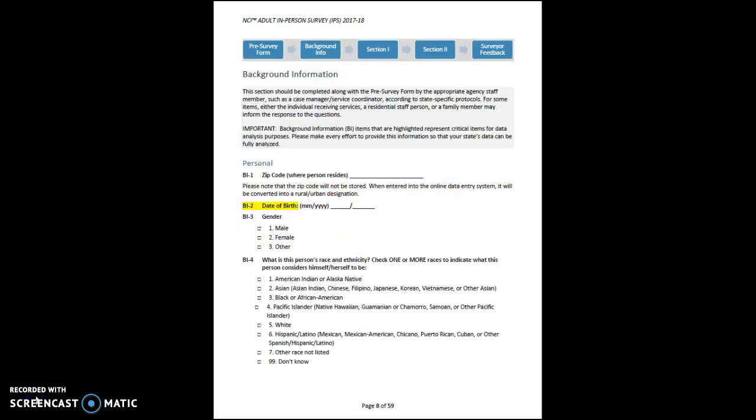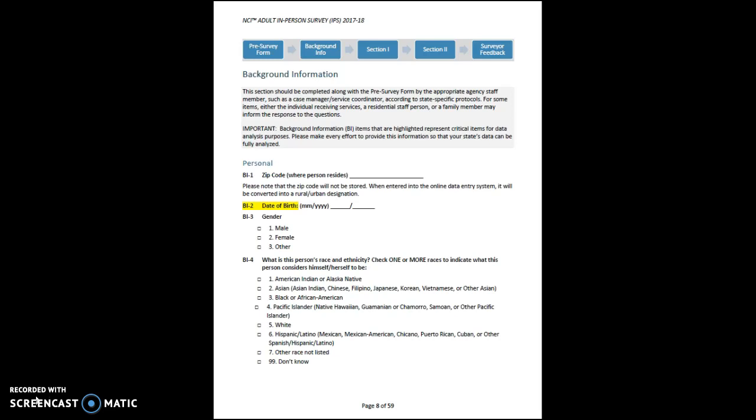All right, so jumping into the background information section here, just another reminder, as I mentioned in the previous module, always take a look at the top of your paper, or if you're entering information into the Odessa online data entry system, please make sure that you're looking at the correct up-to-date adult in-person survey, so it's for 2017-18. The data that are collected here in the background information section are used for reporting purposes.